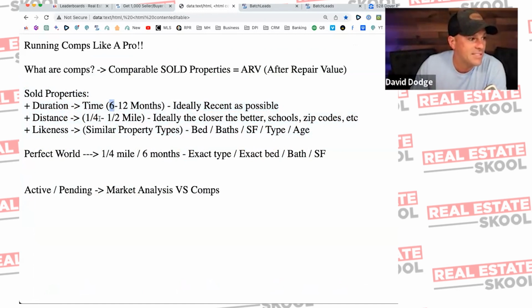When you're talking about the distance, a quarter mile is going to be ideal. If you can't find anything within a quarter mile, go to a half a mile. If you can't find enough comps at 6 months, go to 12 months. But I can tell you right now, I would be hard pressed to go above a half a mile or above 12 months anywhere within the city limits of any city, right?